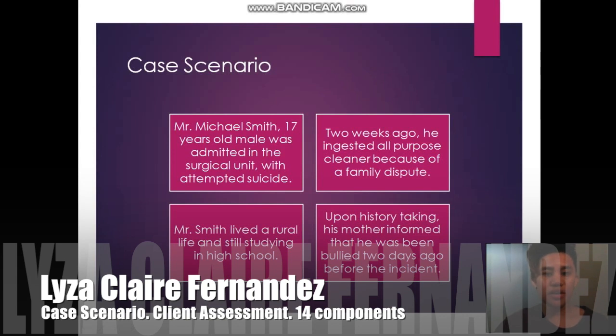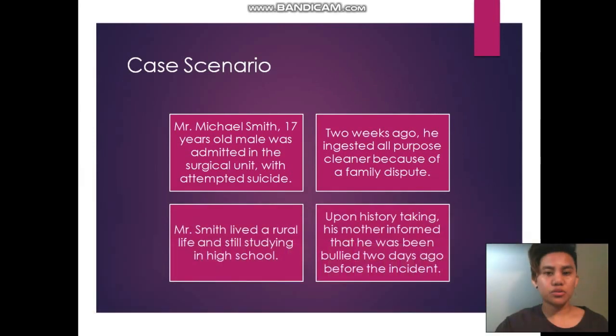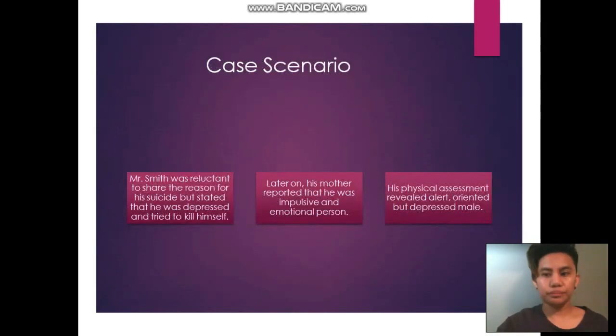Now, presenting a case of a 17-year-old male who was admitted to the surgical unit with attempted suicide. Mr. Michael Smith ingested all-purpose cleaner because of a family dispute 2 weeks ago. He lived a rural life and is still studying in high school. Upon history taking, his mother informed that he was bullied 2 days before the incident. Mr. Smith was reluctant to share the reason for his suicide attempt, but stated he was depressed and tried to kill himself. His mother reported that he is an impulsive and emotional person.